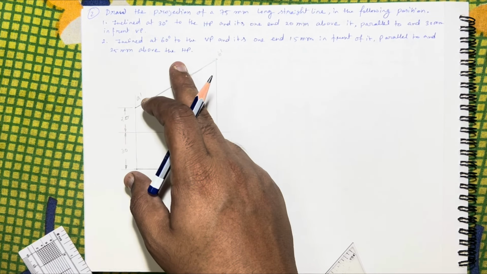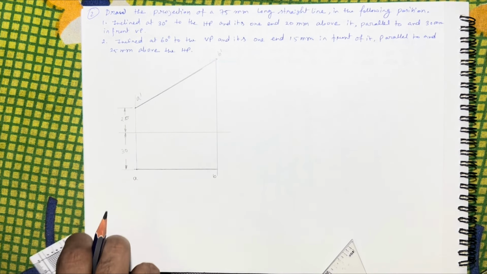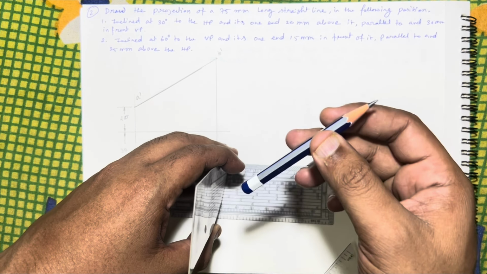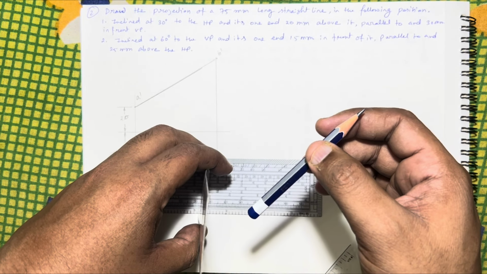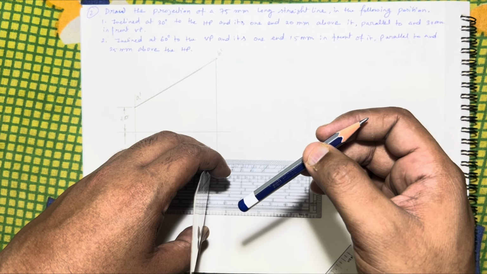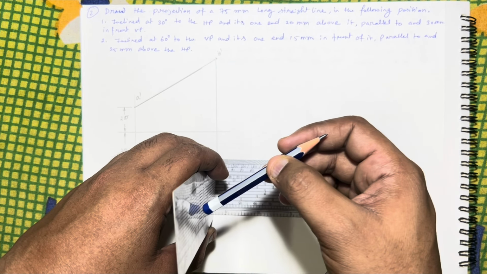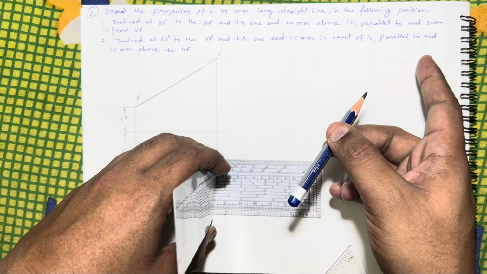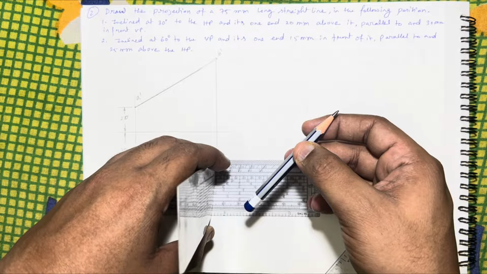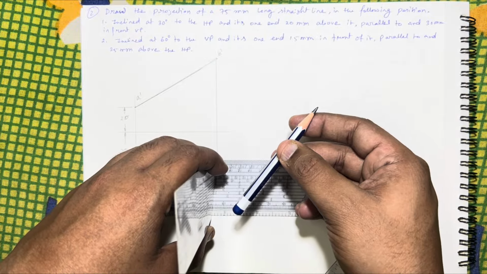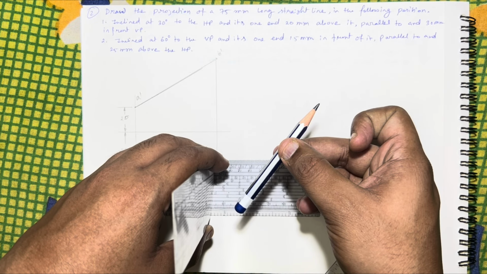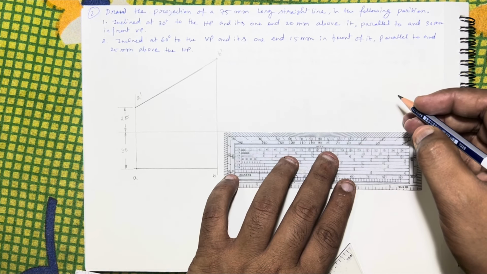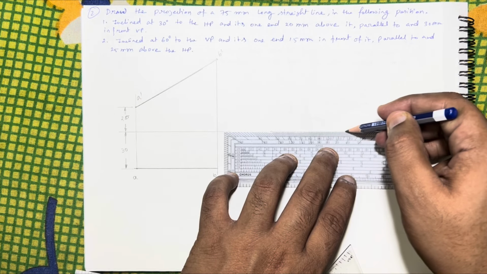And the second problem: inclined at 60 degree to the VP, it's 15 mm in front of it, and parallel to and 25 mm above the HP. That means now the line is like this. So in this case, we first draw the top view. For that, we draw the reference plane.